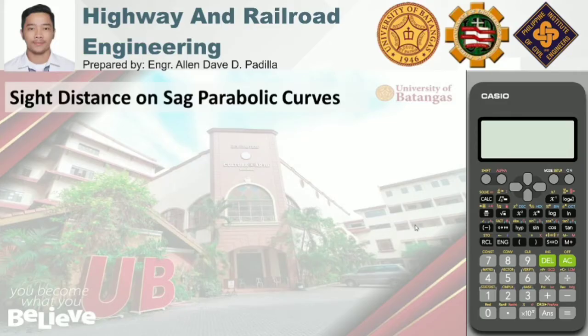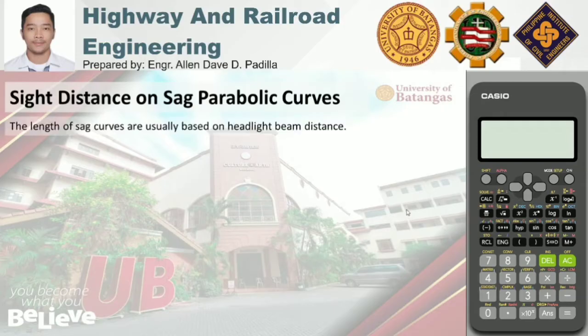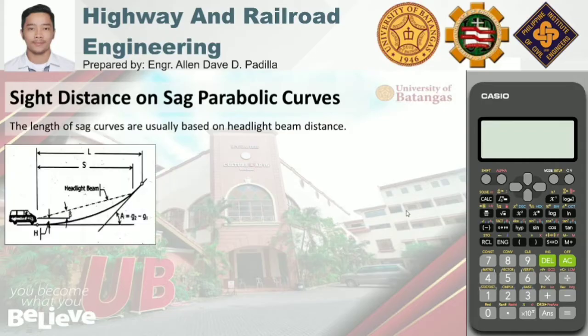And then for sight distance on sag parabolic curves, the length of sag curves are usually based on headlight beam distance. So this is the figure. This is the headlight beam, and then beta is the angle that the headlight beam creates with the horizontal. So for the standard value, H is equal to 2 feet and beta is equal to 1 degree.